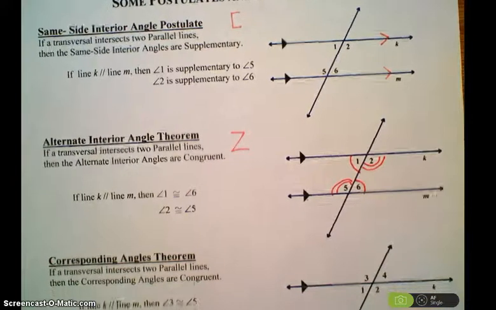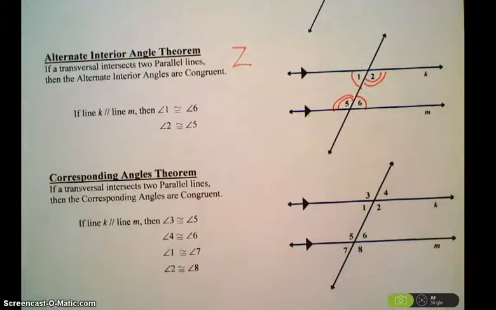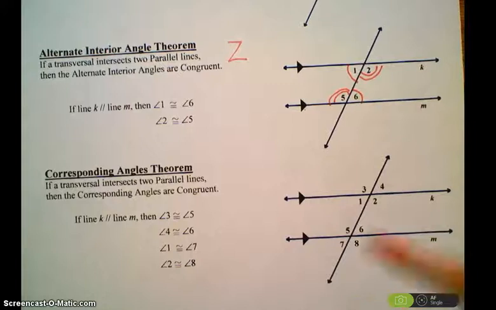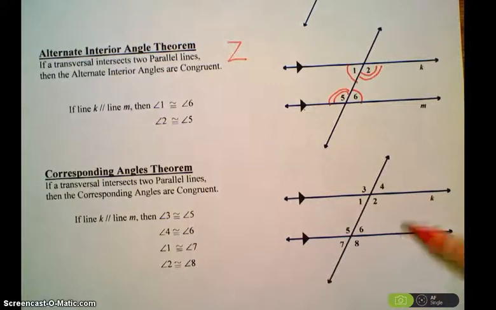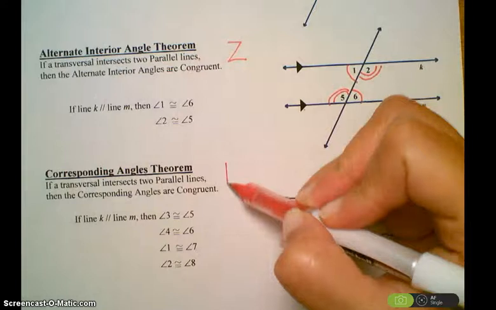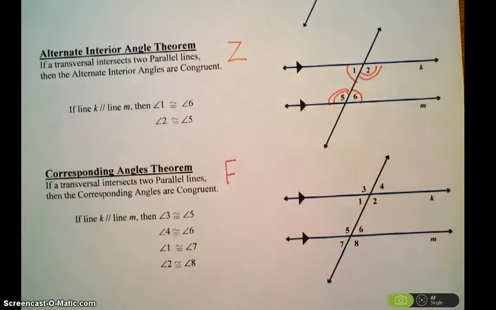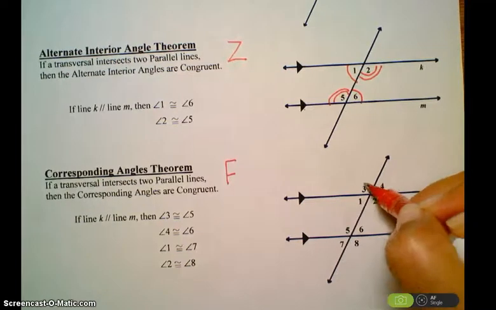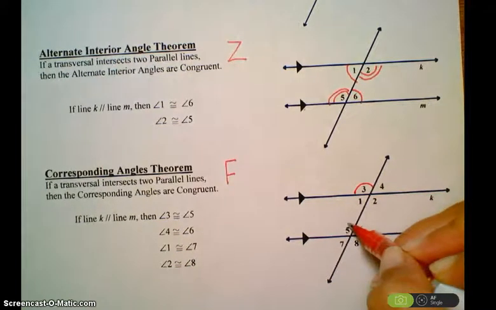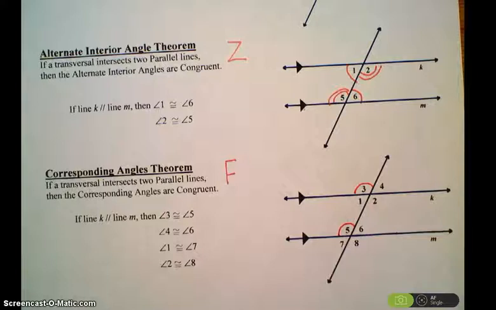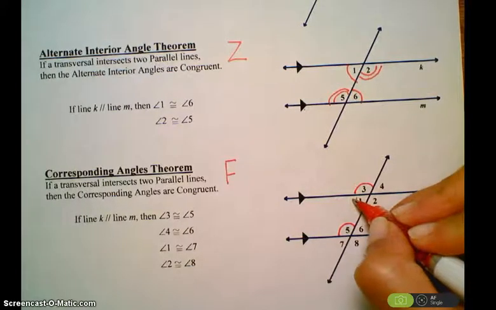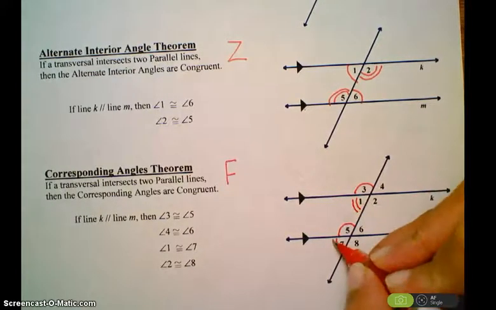The next theorem is the corresponding angles theorem. Again, when that transversal crosses your two parallel lines, your corresponding angles will be congruent. Remember, the shape we're looking for corresponding angles is the F. So in the picture, we've got a lot of marks to make here. Angle 3 turns out to be congruent to angle 5. We also know that angle 1 will turn out to be congruent to angle 7.